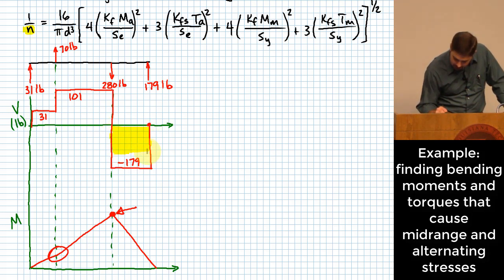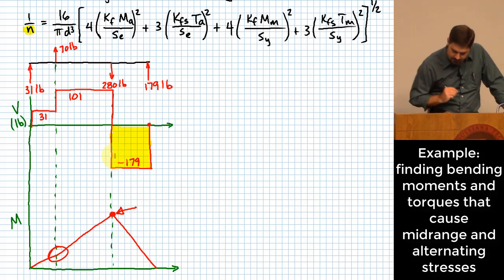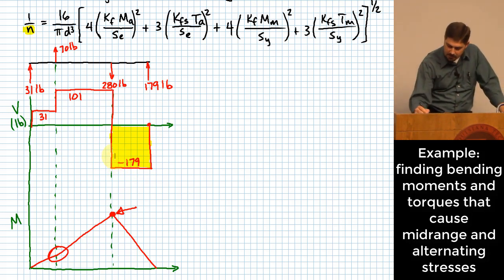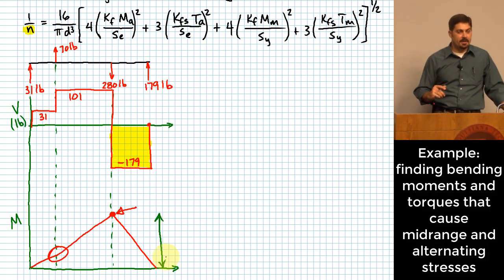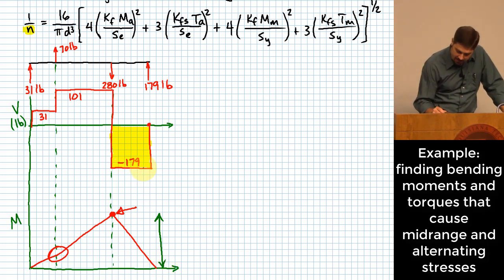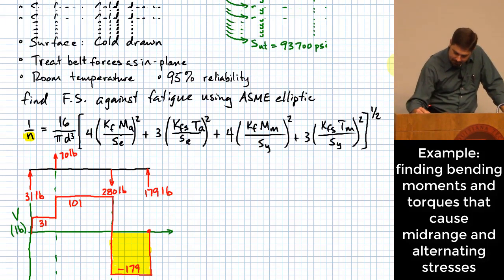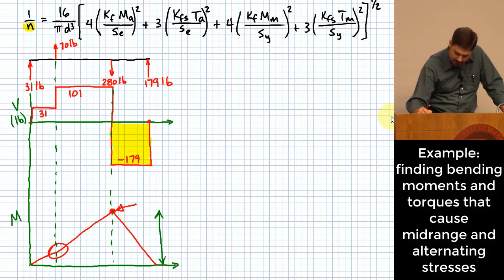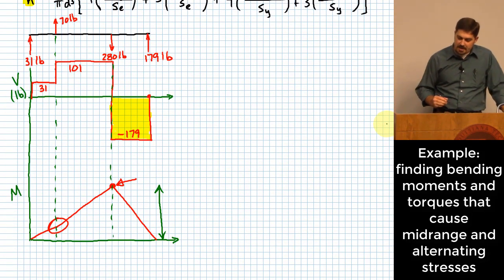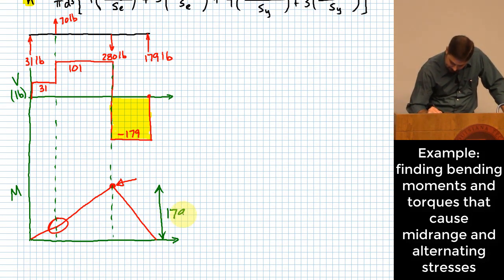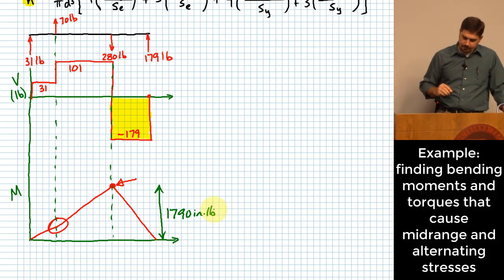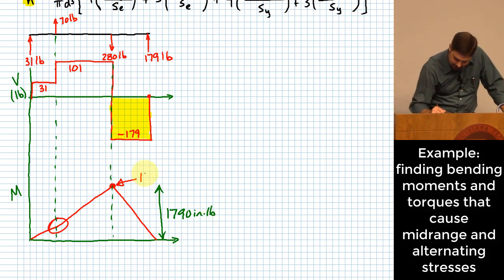Okay. There's this area right here. If you know that area, it tells you what the difference is between the starting point and the ending point of that little segment, right? And so that area is going to be 179 times what? 10 inches, right? So 1790 inch-pounds. Okay, and that's what we have right there.